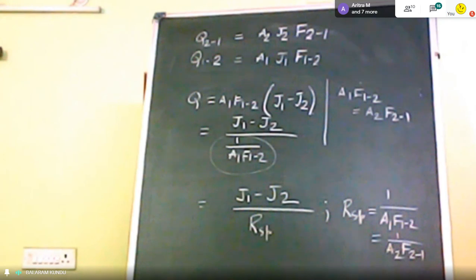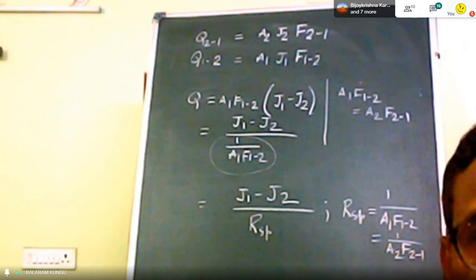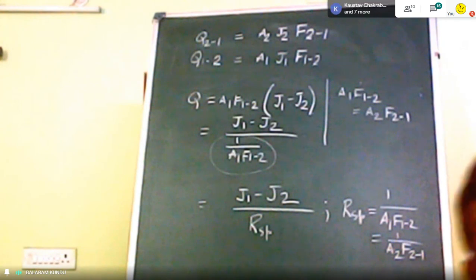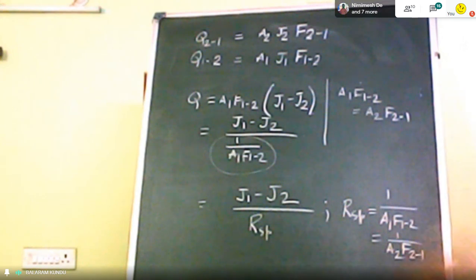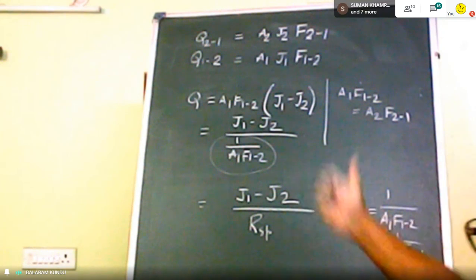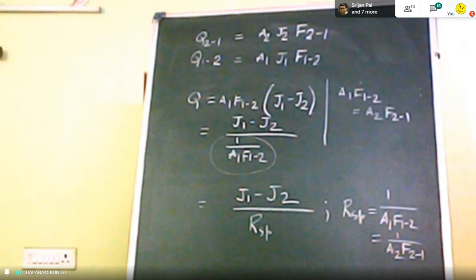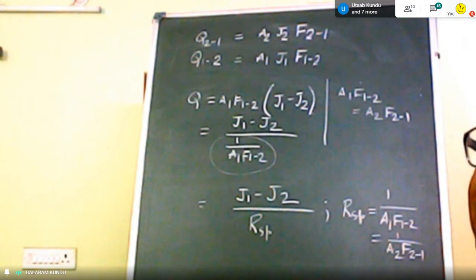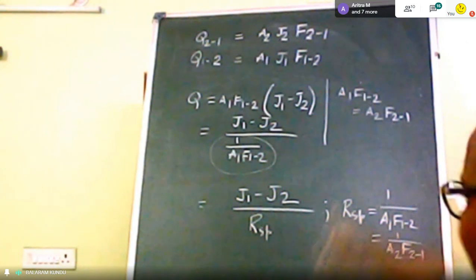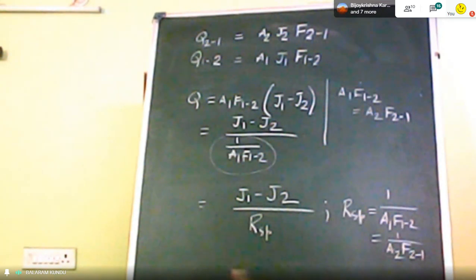Space resistance should be there, whatever surface you consider. If these two surfaces are black, space resistance should still be there. But for real surfaces, surface resistance is there; for a black surface, surface resistance vanishes. But whatever surface you consider, space resistance should be there. It depends on the view factor. Clear? The view factor is 1 by A1 F12 or 1 by A2 F21.